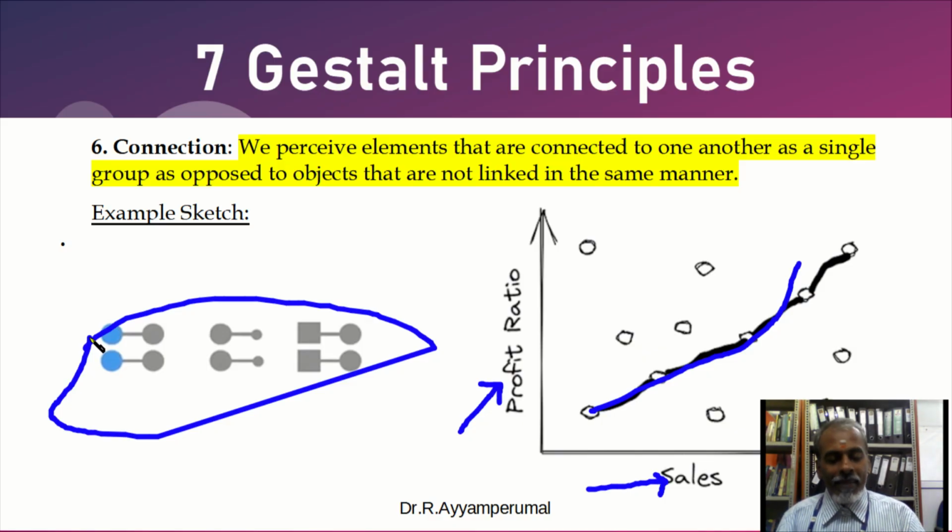So you must be able to look into the connection that exists. Sometimes the image may be different. It may be a square and a circle, but there might exist a connection between them. So understanding the connection is important. I'll show you one diagram where the connection existed.